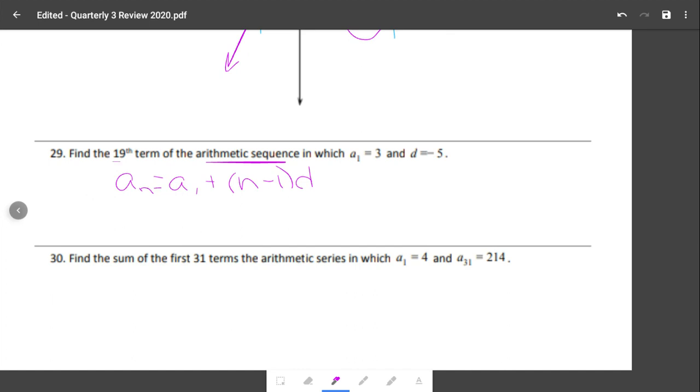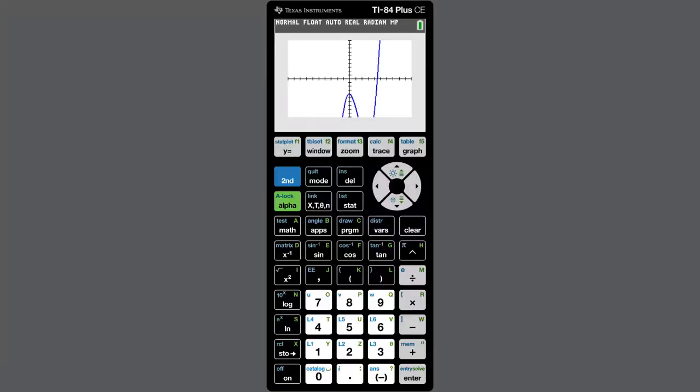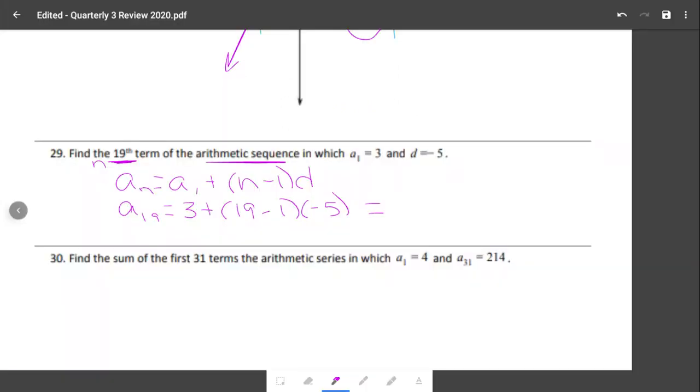Here's your formula. The term you are looking for, remember, is n. So A19 equals A1, which they said was 3, plus n, which we said was 19, minus 1, times d, which is -5. You can plug that straight into your calculator. So we had 3 plus parenthesis 19 minus 1 times -5, and you should get -87.